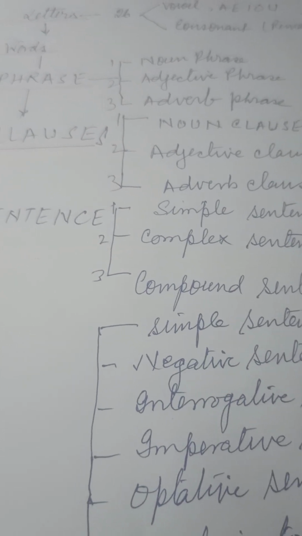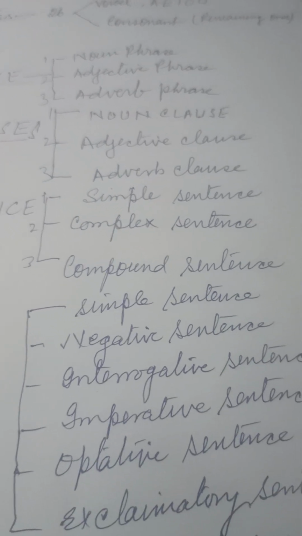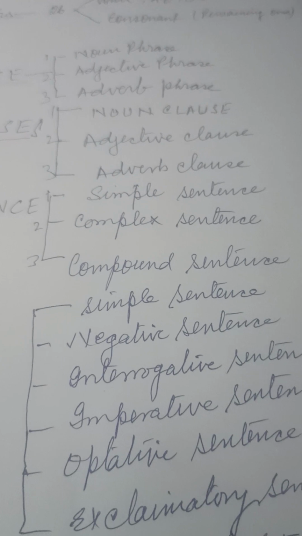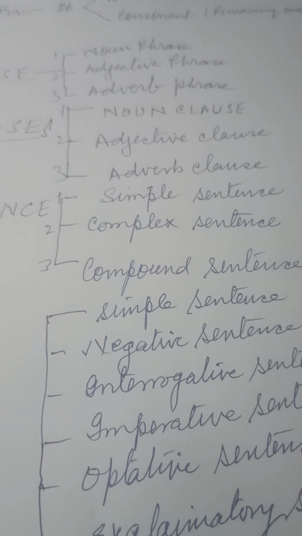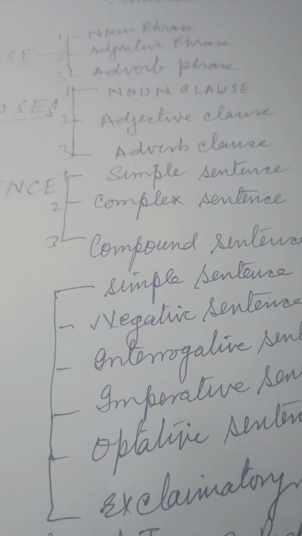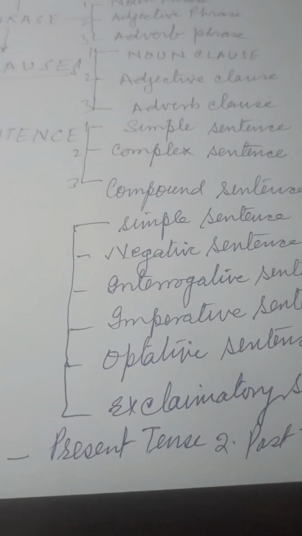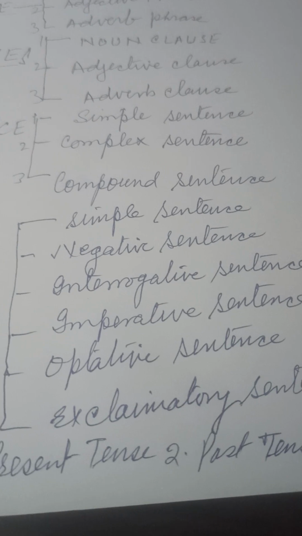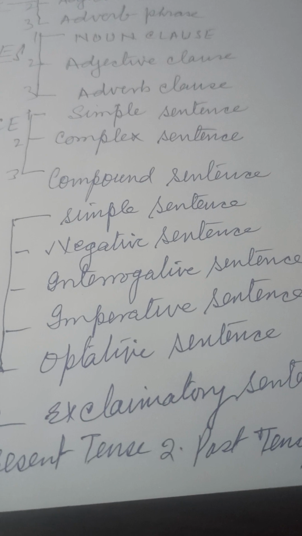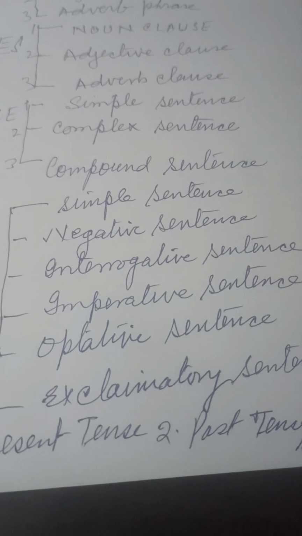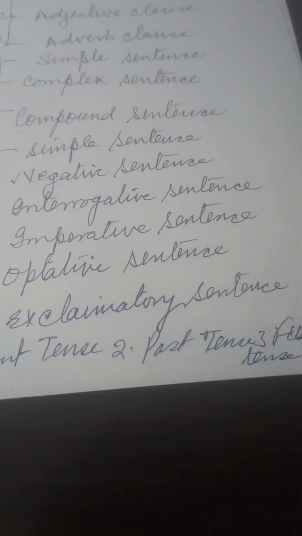So the sentence is further divided into simple sentence, complex sentence, and compound sentence. On the basis of these sentences, there is synthesis and syntax. So these are playing a very important role in English grammar. Sentences may be further explained like that: simple sentence, negative sentence, interrogative sentence, imperative sentence, optative sentence, and exclamatory sentence.